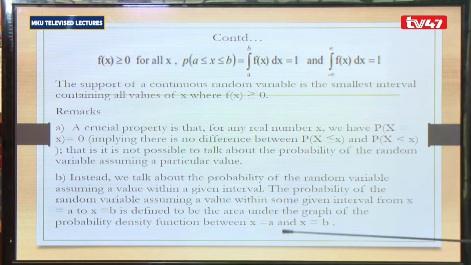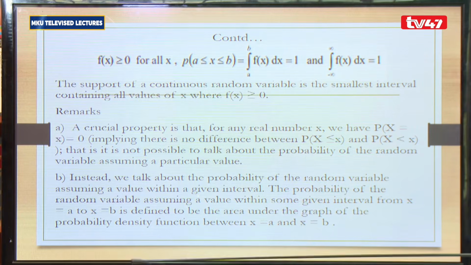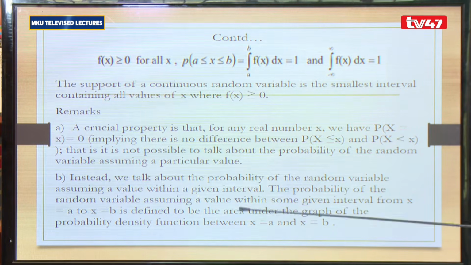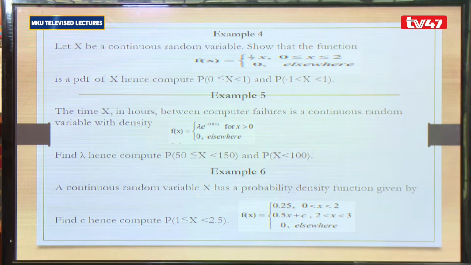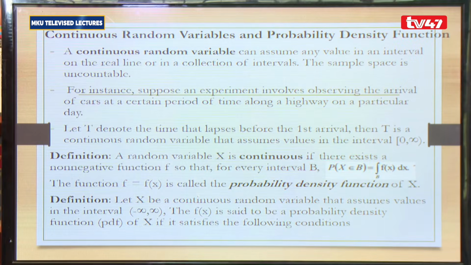So the probability within some given interval, from x equals a to x equals b, is defined to be the area under the graph of the probability density function between x equals a and x equals b. And that is the probability we'll be calculating. We can now look at some examples.